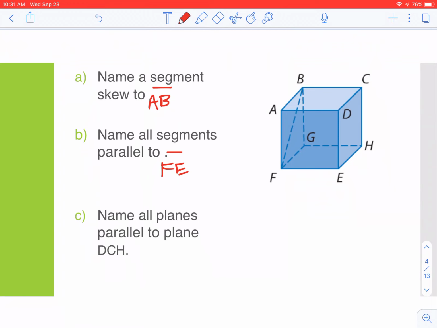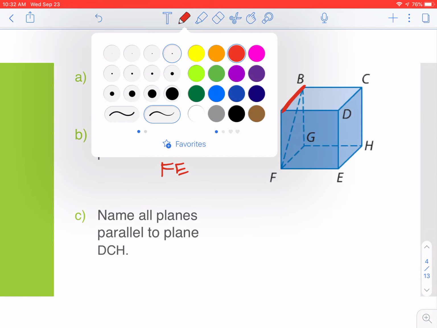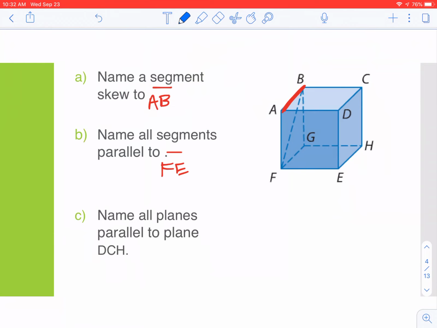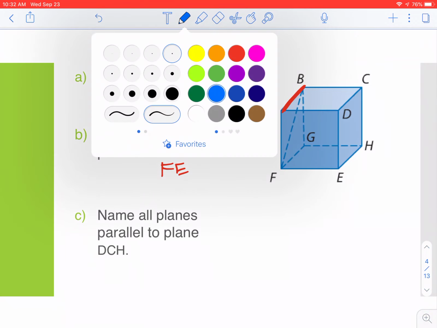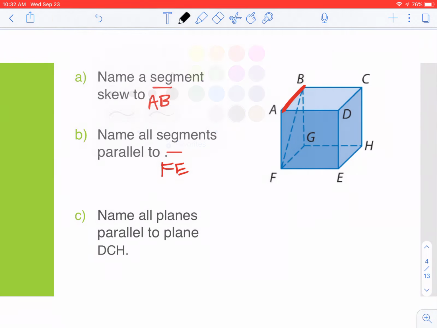Name a segment skew to AB. Well, I need to find all lines that are not parallel and don't intersect. Okay, so here's AB. I'm going to write it in red. And then anything skew, I'm going to write in blue. Okay, so let's take a look at DE. I'm going to use a different color. Blue is too hard to see. Let's use something brighter. Actually, we'll just use black.